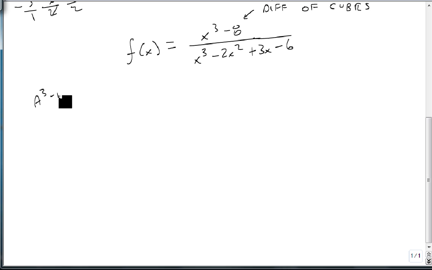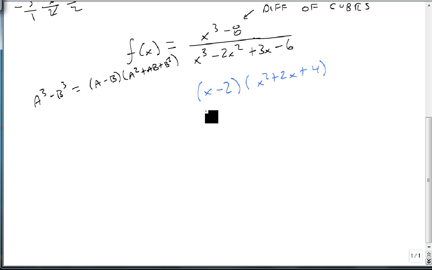If we have a cubed minus b cubed, that becomes a minus b times a squared plus ab plus b squared. So a is x and b is 2, because 2 cubed is 8. So our first one is going to become x minus 2 times x squared plus 2x plus 4. That's our numerator. On bottom, we need to use grouping because we have 4 terms.